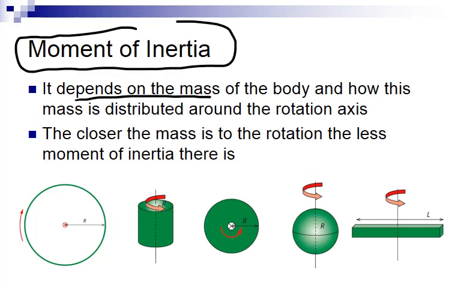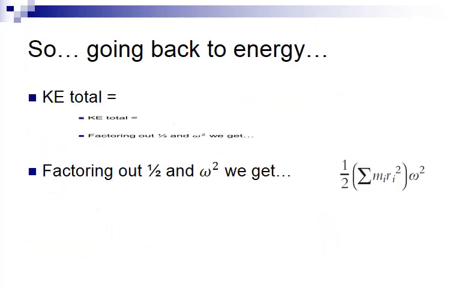And so the big thing, though, you do want to memorize with moment of inertia is that it depends on the mass. The more mass you have, the more moment of inertia you have. And then how is it distributed? The closer the mass, the less moment of inertia there is, right? So the further out a mass is located from a spinning object, the harder it is to get it to stop, the harder it is to get it to start rotating. The more mass that you have, the harder it is to get it to start rotating.